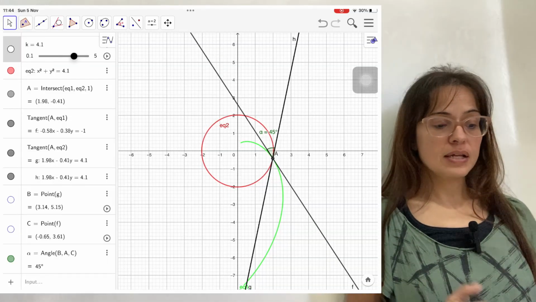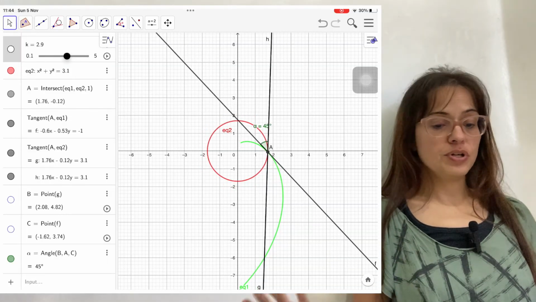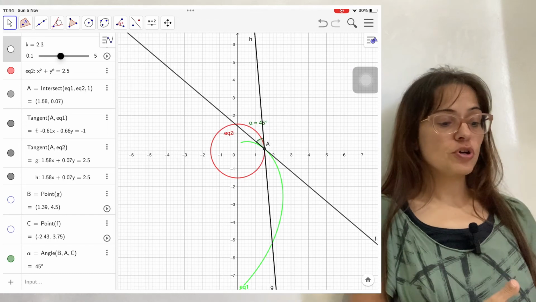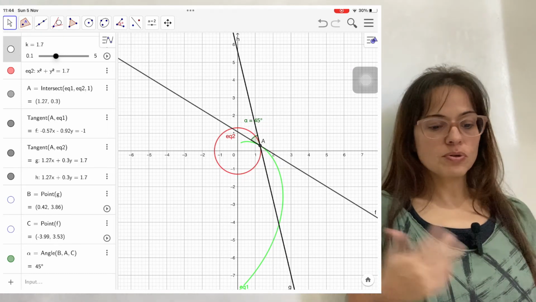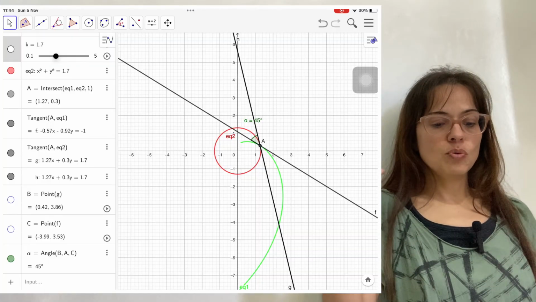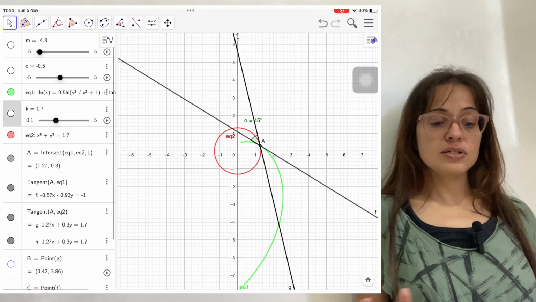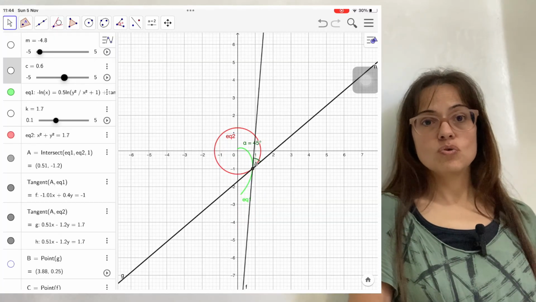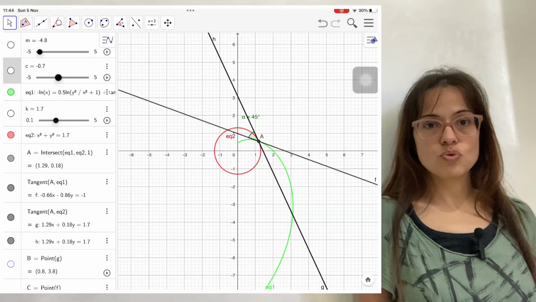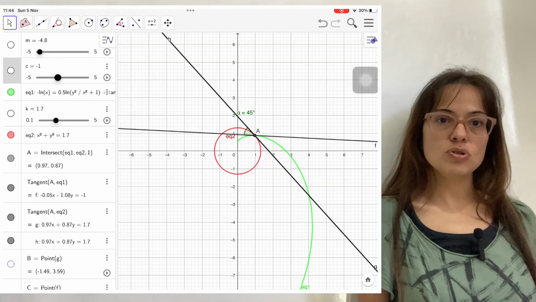You can see that as I change the parameter, the green curve changes. As I change the parameter of the circle, which is the radius, I also get larger circles and smaller circles. But whenever there is an intersection, that intersection is at a fixed angle of 45 degrees, which was exactly what the question was asking me to do.